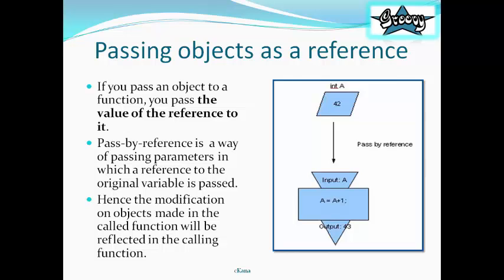So if you look at the image now, as we compare to the previous image, we now pass a reference to A to the function. For all practical purposes, we are not sending 42. We are sending the variable A itself. So when you pass by reference, you're actually performing the operation on the referenced variable itself.